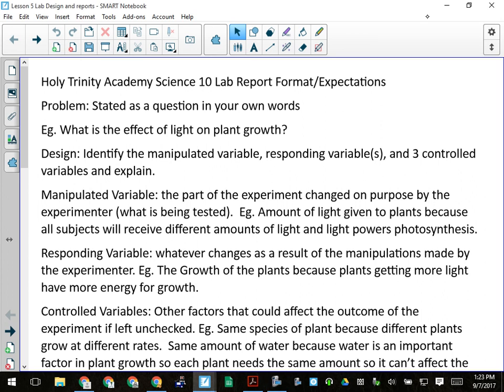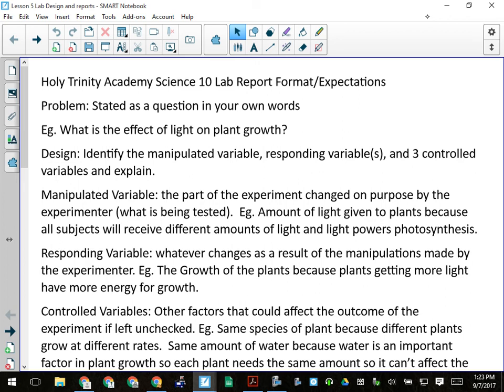So lab reports are going to be a pretty important part of your overall mark in Science 10. You're going to need to really follow along here so that you know what my expectations are in terms of what you need to be able to produce as a proper lab report. Because this goes in that 45% of your mark section that is the course work.